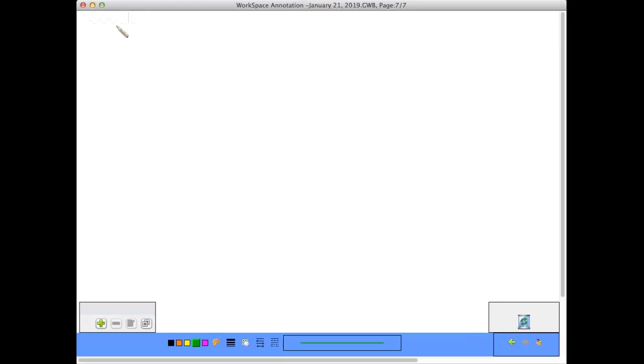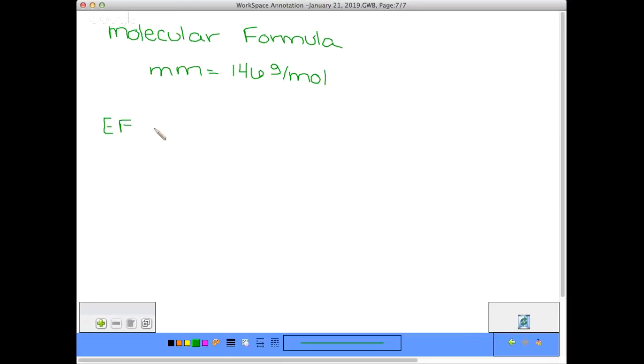Okay, so we're going to find the molecular formula. In this problem, we are given that the molar mass is equal to 146 grams per mole. What I first need to do is remember that I figured out that my empirical formula is equal to C5H10N2O3.